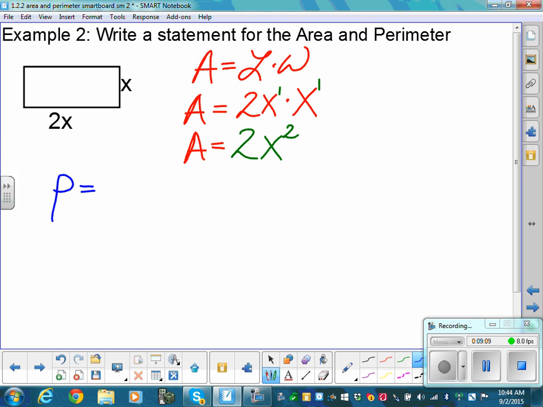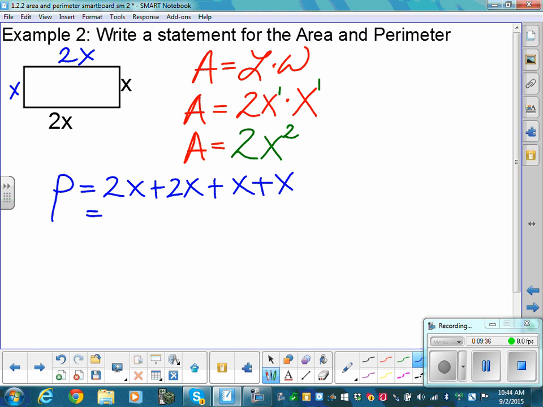Let's do it the long way and the short way on this one really quick. Perimeter, let's add up all the sides. So we know this is 2x, this is also 2x. If this is x, this is also x. So our perimeter would be 2x plus 2x plus x plus x. So our perimeter is equal to what? 6x.